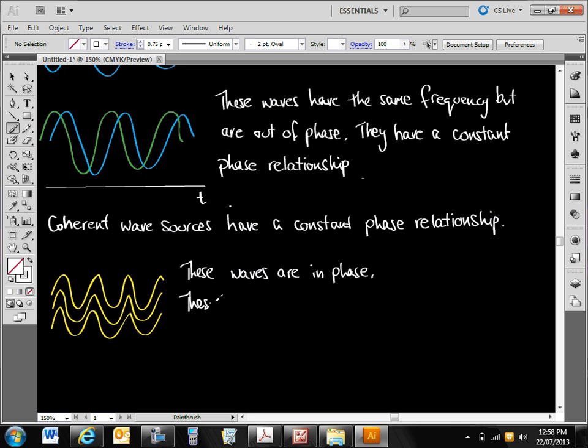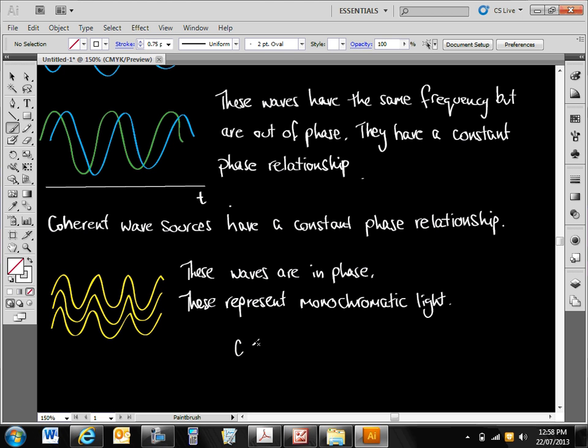These represent monochromatic light. If they have the same frequency, they have the same color, don't they? What we would determine as color.